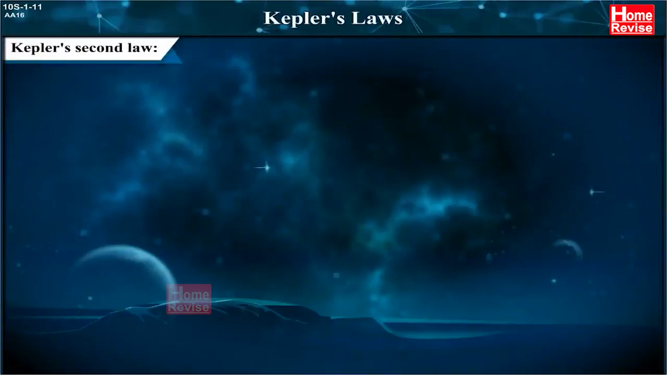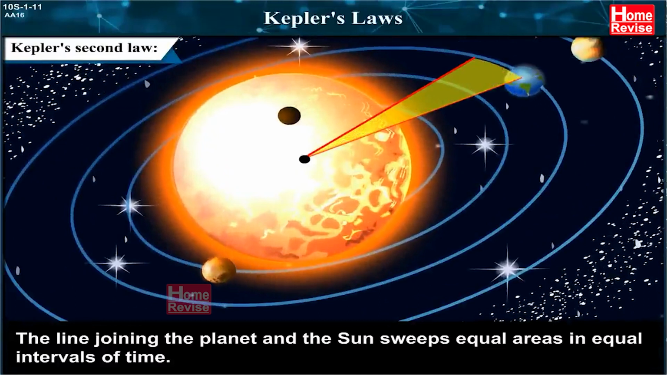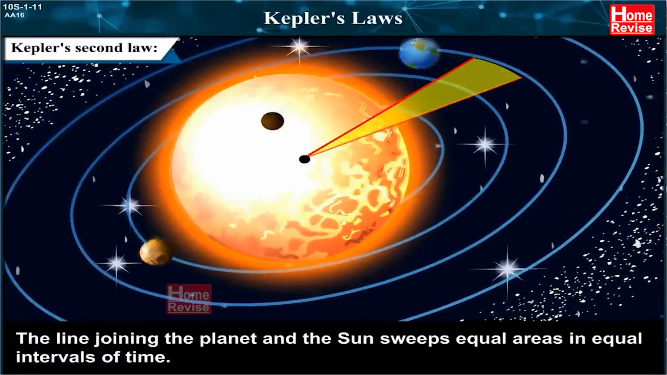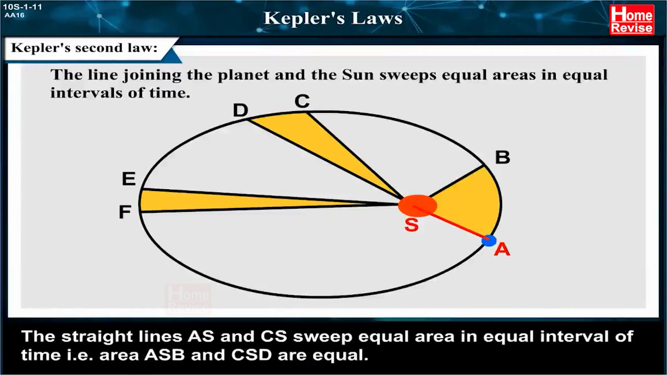Kepler's second law. The line joining the planet and the Sun sweeps equal areas in equal intervals of time. The straight lines AS and CS sweep equal areas in equal intervals of time. That is, areas ASB and CSD are equal.